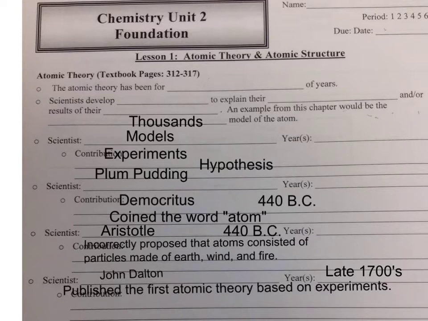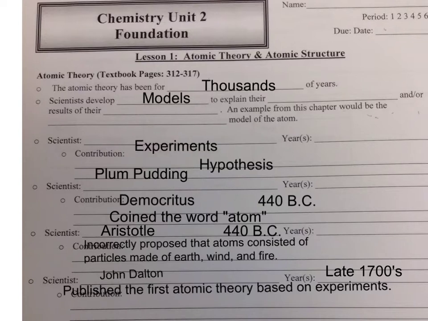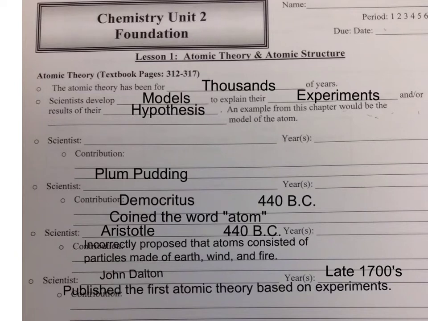I will now begin. According to pages 312 through 317, the atomic theory has been around for thousands of years. To develop concepts like the atomic theory, scientists create models to explain experiments and/or results from their hypothesis, which, as you know, is an educated guess about our world.